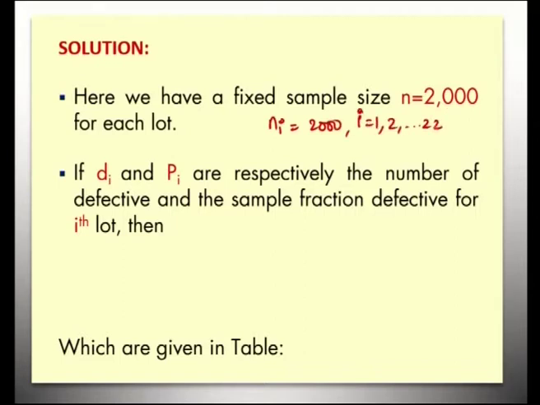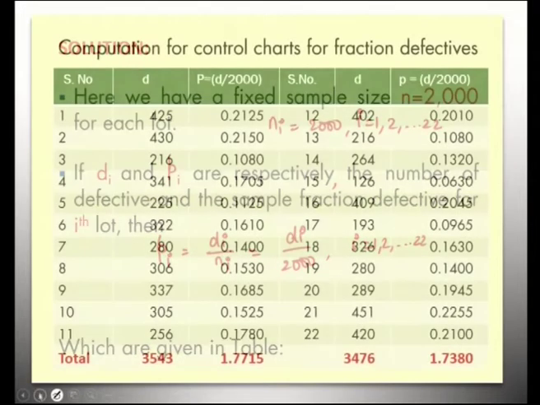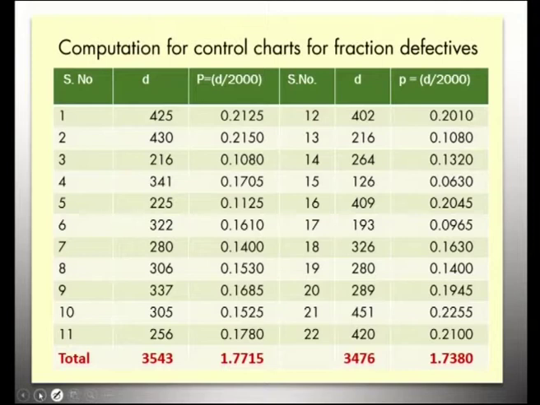Up to 22. If Di and Pi are respectively the number of defective and the sample proportion defective for the ith lot, then according to the formula Pi is equal to Di by Ni. Since Ni is the same for all, it is Di by 2000 for i is equal to 1, 2, etc. up to 22 lots. And these are the values given in the tabular column.